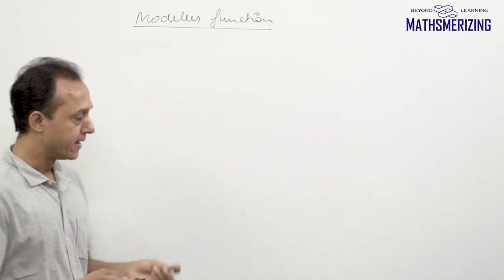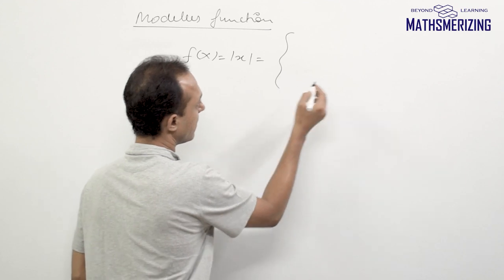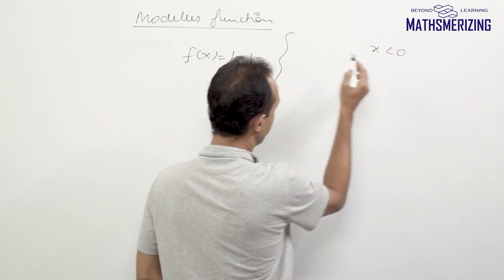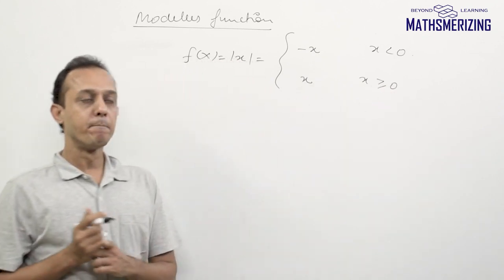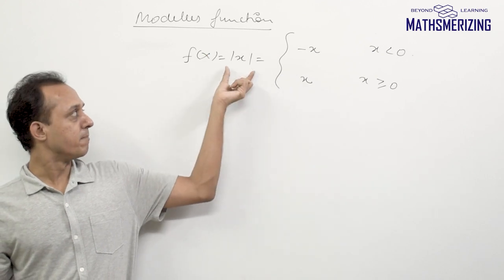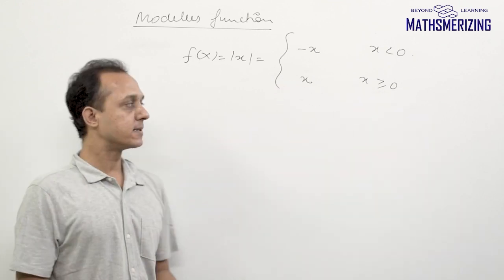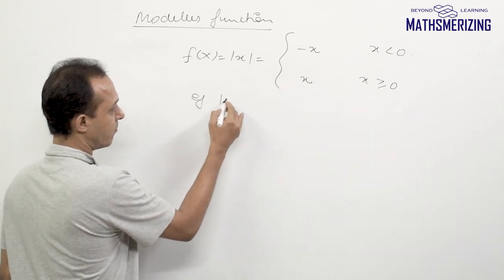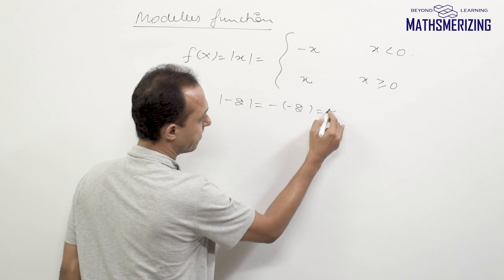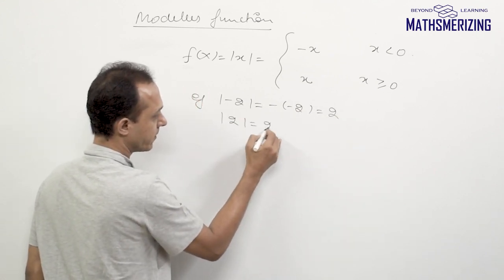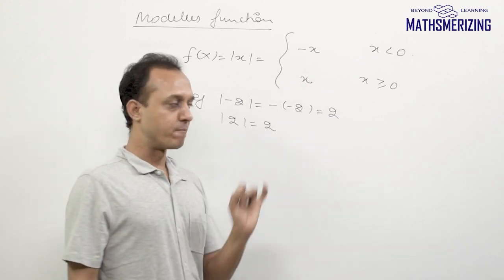Now the mod function is defined as f(x) equals mod of x. Now it means when x is less than 0, I can write it as minus x, and when x is greater than or equal to 0, I'll write it as plus x. So typically a modulus function is written as mod of x, and when x is negative, it is minus x, and when x is positive, it is plus x. Now say for example, mod of minus 2 is, now x is negative, so I can write minus of minus 2, which will be plus 2, and mod of plus 2, because x is greater than 0, mod of x is simply x.